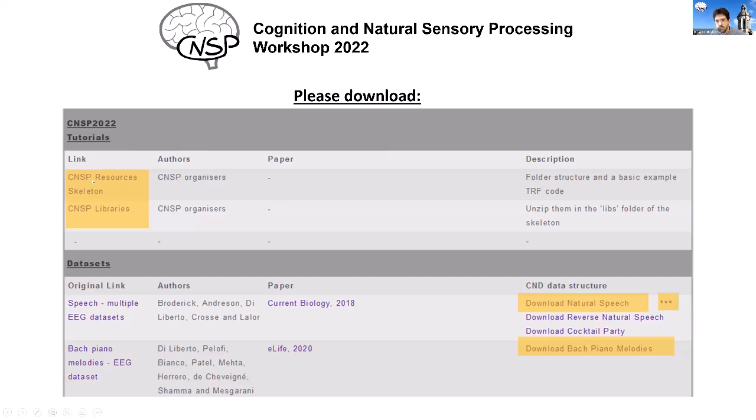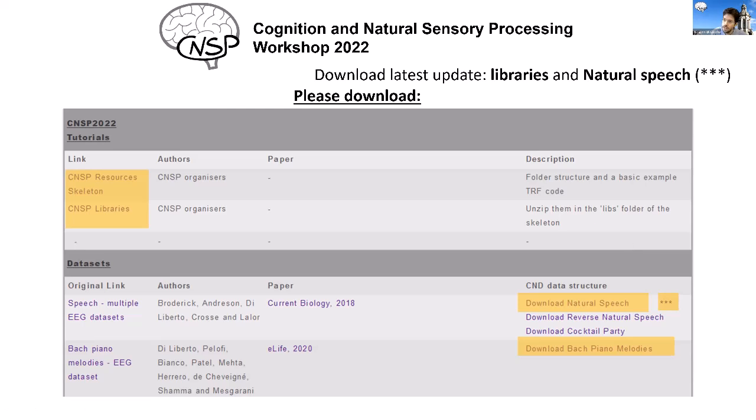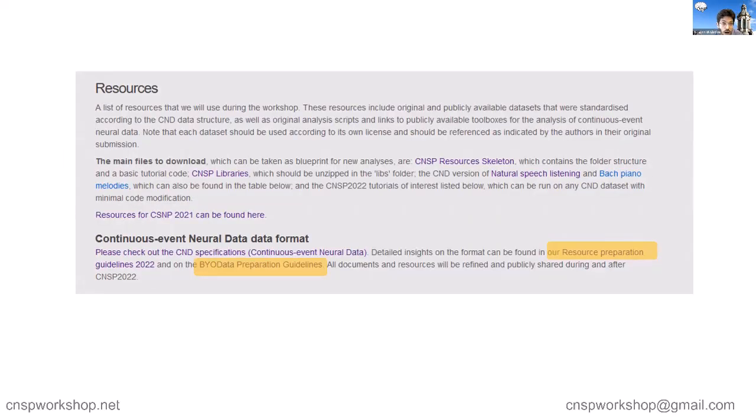But one thing to know is that we have a couple of small updates to the libraries. So even if you downloaded this already, just download it again. Also, if you see here the 3 stars next to the natural speech data set, you have an updated data stim with a number of new features that are going to be used in the intermediate tutorial. Also here you have the guidelines still on the resource page of the website. There are 2 documents that are relevant to the workshop. One is the resource preparation guidelines, and the other are guidelines for converting your own data set to our standardized format so that you can run your scripts. And I'll talk about that in a minute.